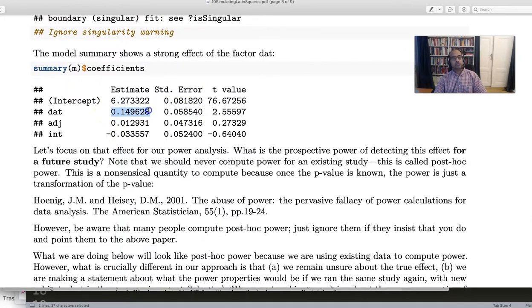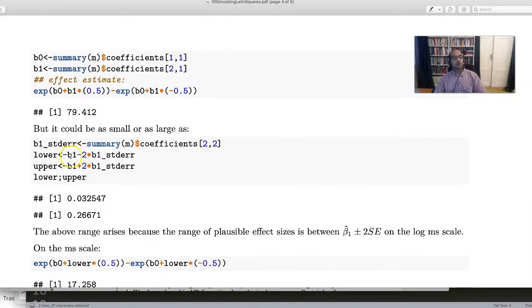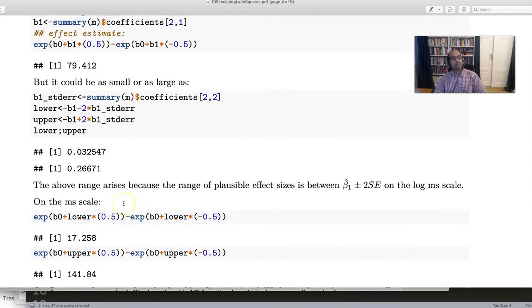That means this quantity minus 2 times 0.06 would give me the lower bound of this estimate. So let's compute that. The lower bound would be the slope minus 2 times the standard error of that slope. I just extracted that from the coefficients here. And the upper bound would be the slope plus 2 times the standard error of that slope, right? So the lower and upper bound are these quantities on the log millisecond scale.